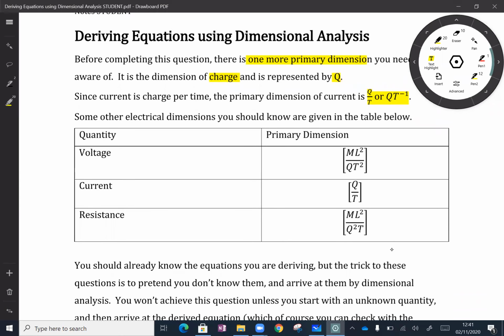Some other electrical dimensions you should know: voltage is ML squared over QT squared, current is Q over T, and resistance is ML squared over Q squared T. Just be careful, because voltage and resistance look very similar, but it's the denominator that's different. So don't get mixed up on that.